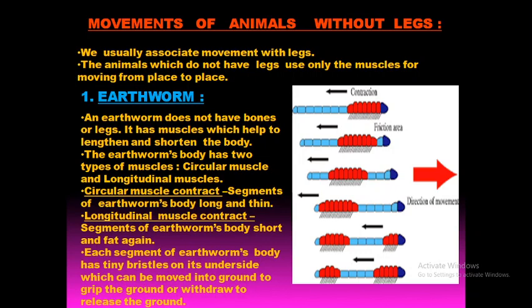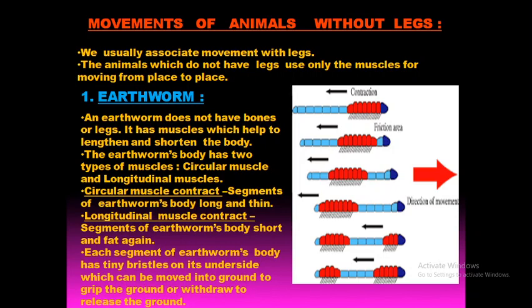The earthworm's body generally has two types of muscles. One is known as the circular muscle and the other one is known as the longitudinal muscle. So when the circular muscles contract, they make the segments of the earthworm's body long and thin, whereas when the longitudinal muscles contract, they make the long and thin segments of the earthworm's body short and fat again.